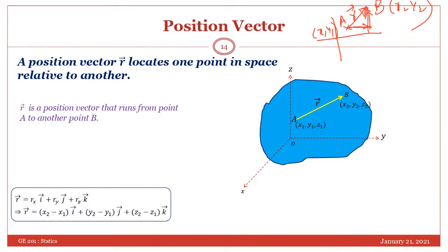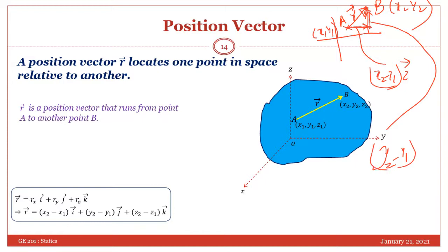So what is the length of this vector? Anyone can tell me? The difference between X values. So x2 minus x1. Am I right? Yes. If you multiply this with the unit vector in this direction, that is i, you will get this vector. Similarly, for this, it will be y2 minus y1, and the unit vector in the y direction is j.